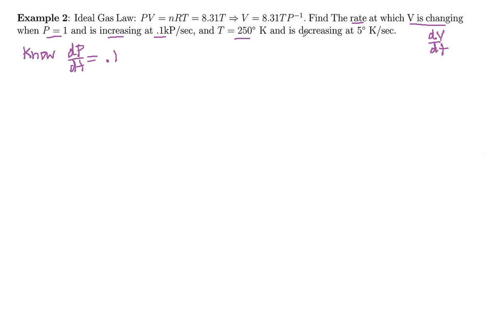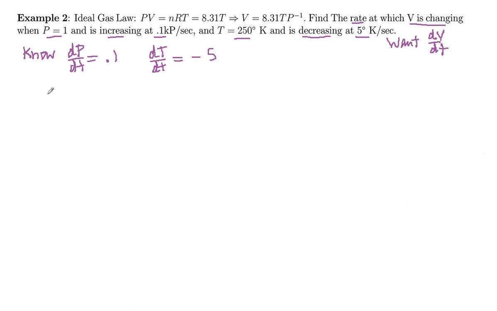And T is 250 and decreasing at 5 degrees Kelvin per second. So that is telling us the rate of change of temperature with respect to time. That's a derivative, dT/dt. And we know that that is negative 5 because it's decreasing, so a negative rate of change. So, and this is what we want. So we want dV/dt.